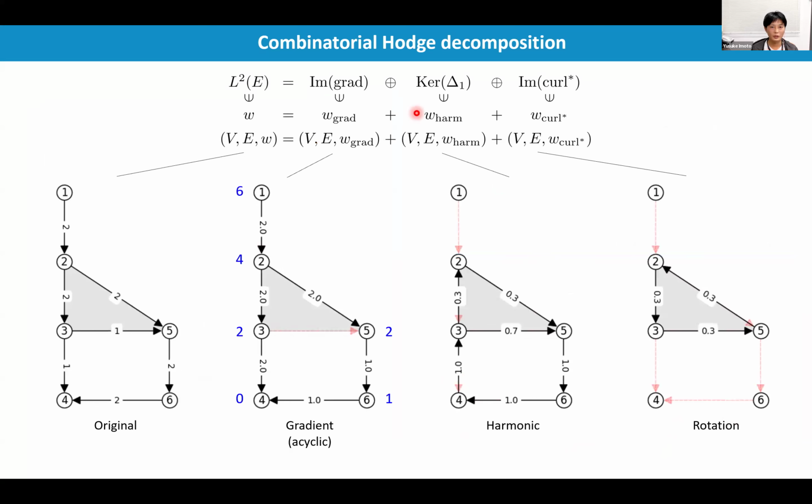For example, this graph is decomposed into these graphs by the combinatorial Hodge decomposition. The gradient shows an acyclic graph. The rotation shows a cyclic graph on the triangles, and the harmonic is the remaining component. The blue numbers show the Hodge potential of each node. From the gradation of the numbers, the Hodge potential, we can regard the flow.